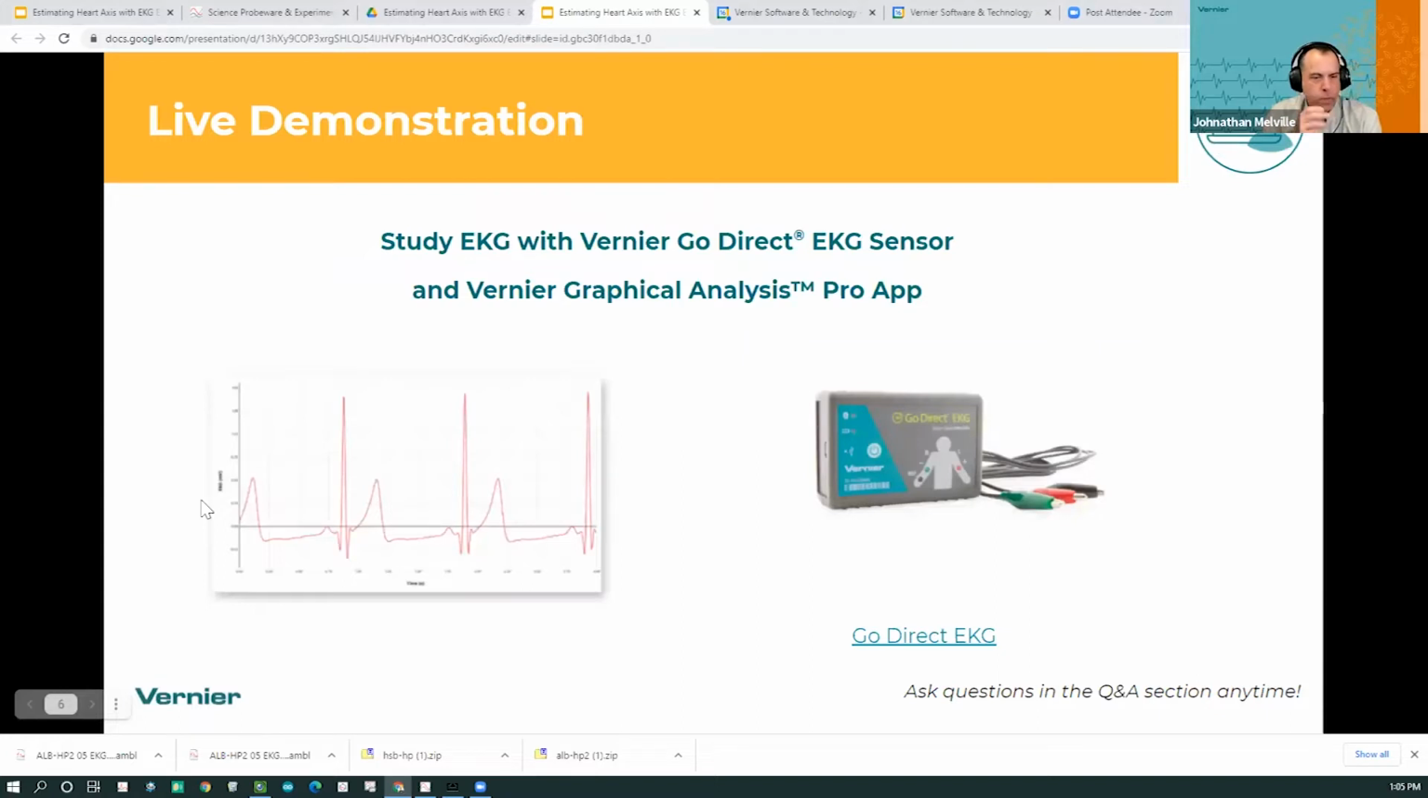What I'm going to do is we're going to start off with talking about EKGs, how to get an EKG, and then how to estimate the heart axis and what the heart axis is. And we're going to be using the Go Direct EKG. That's this sensor over here, and Graphical Analysis. Just a little bit about the Go Direct EKG. Let me just show you a little picture of it here.